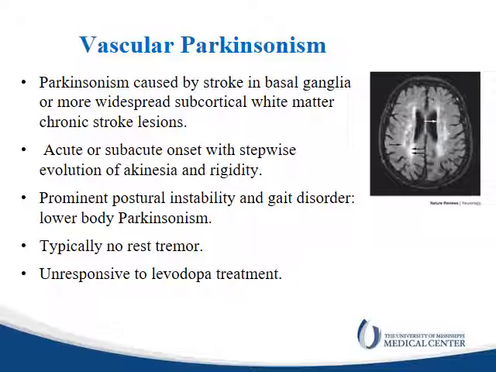The prominent postural instability and gait disorder give vascular Parkinsonism its name, the so-called lower body Parkinsonism. That means those patients have a shuffling gait and postural instability, but usually their upper extremity function is well preserved. There's not much tremor, rigidity, or bradykinesia in the upper extremities. And vascular Parkinsonism typically doesn't respond well to levodopa either.